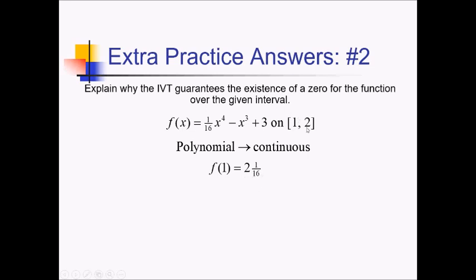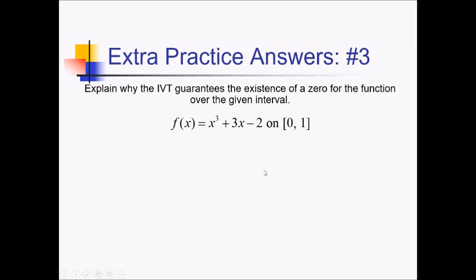And now if we plug 2 into all of this, it should hopefully be a little bit easier. 2 to the 4th is 16, cancels this 1/16, so that's just 1, minus 8 is -7, plus 3 is -4, and is 0 between -4 and 2 and a 16th? It sure is. Therefore, now that we've established that, we see that the IVT does apply here. There is a 0 for this function on this interval.